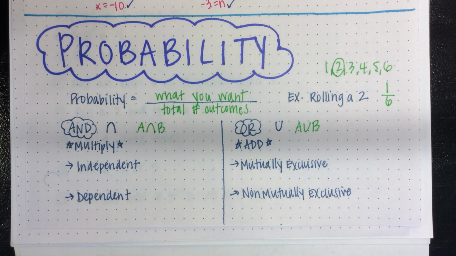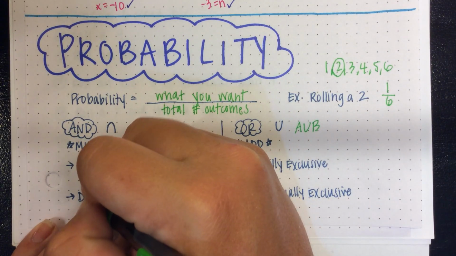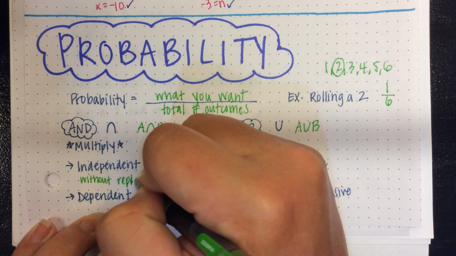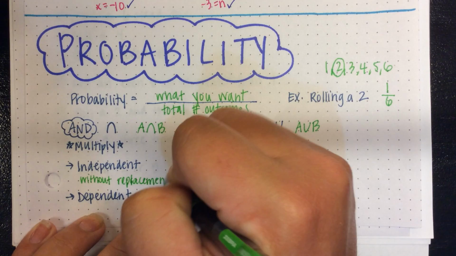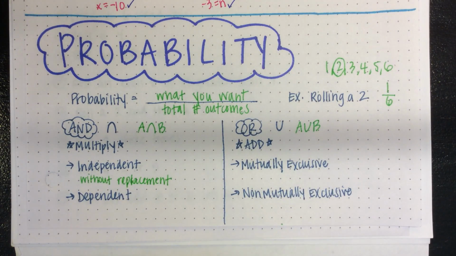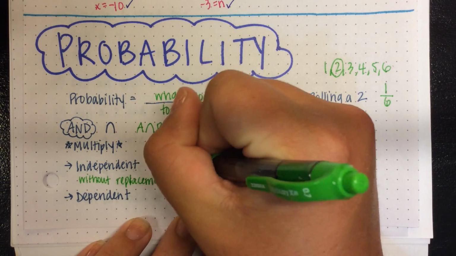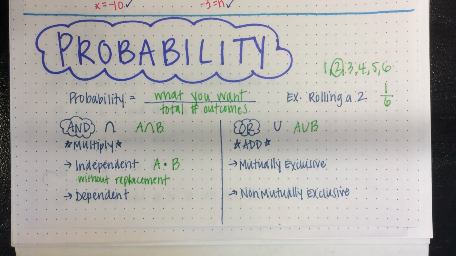If I draw a card, put the card back in there and draw again, I'm starting fresh every time. That's what we call independent. The second time I draw doesn't matter what I drew the first time. So I'm just going to take the probability of A times the probability of B. I'm just going to multiply my probabilities and get my answer.